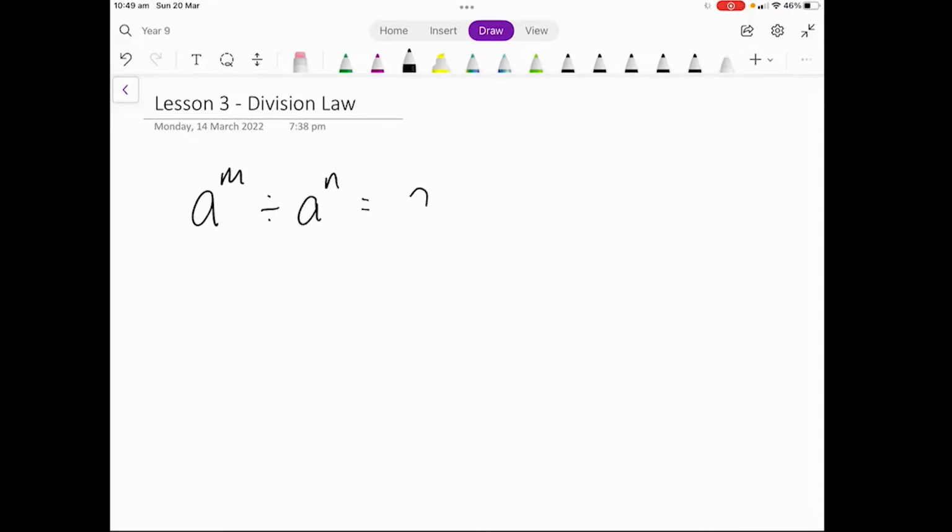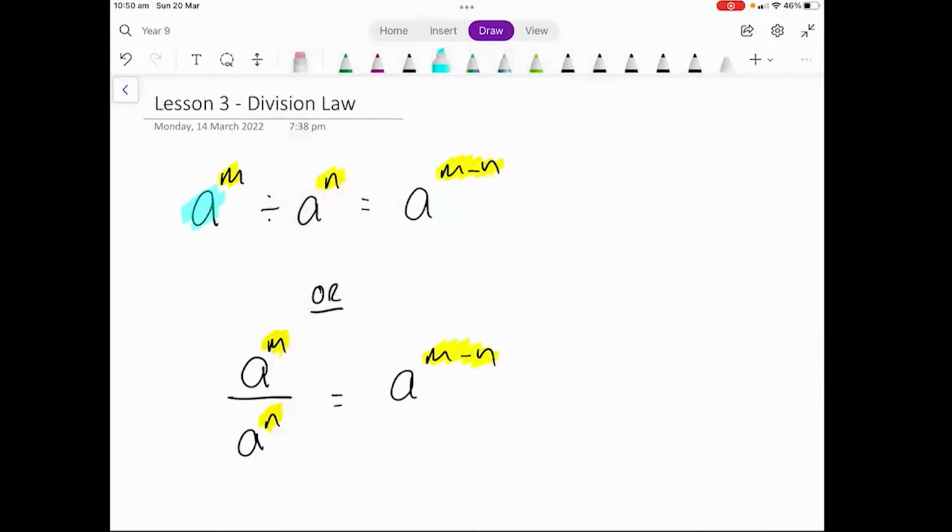The division law states a to the power of m divided by a to the power of n equals a to the power of m minus n. That is, the base stays the same and the powers are subtracted. You can write division one of two ways. You can write it as a number sentence or you can write it as a fraction.